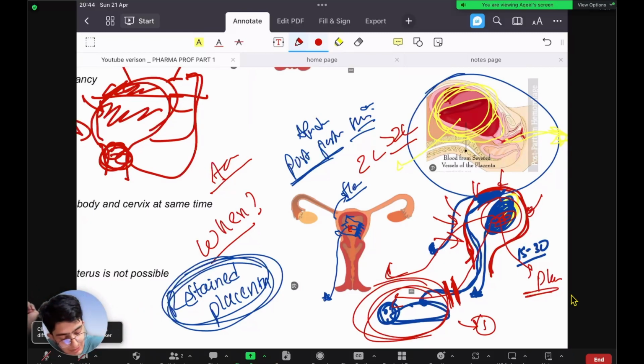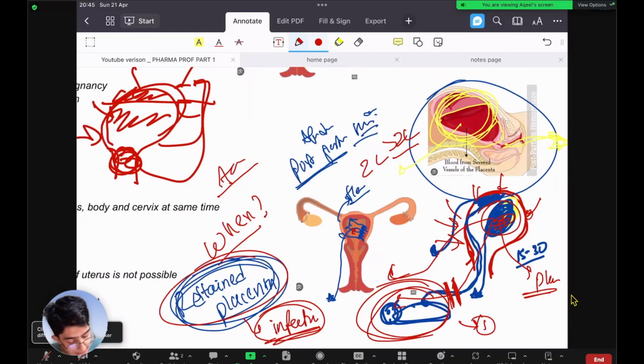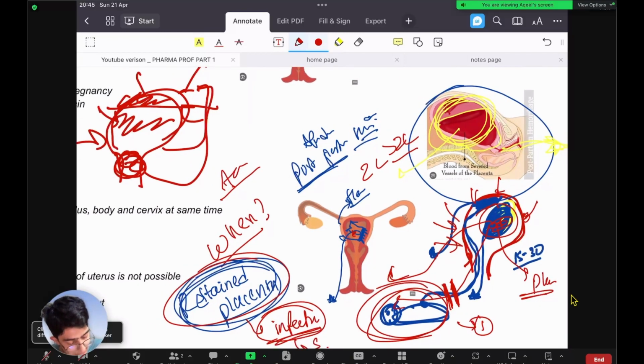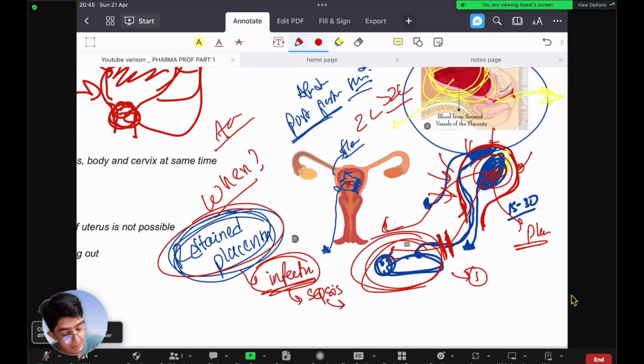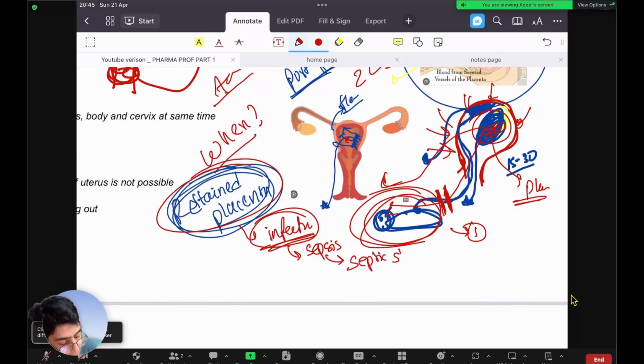So this placenta becomes a site of infection, right? Because this placenta is no longer needed. These retained bits of placenta within the uterus will become a site of infection, and this can then lead to sepsis, right? Infection, sepsis. And if you don't treat it in time, it can lead to septic shock and again death of the mother, right? So see how important this is.